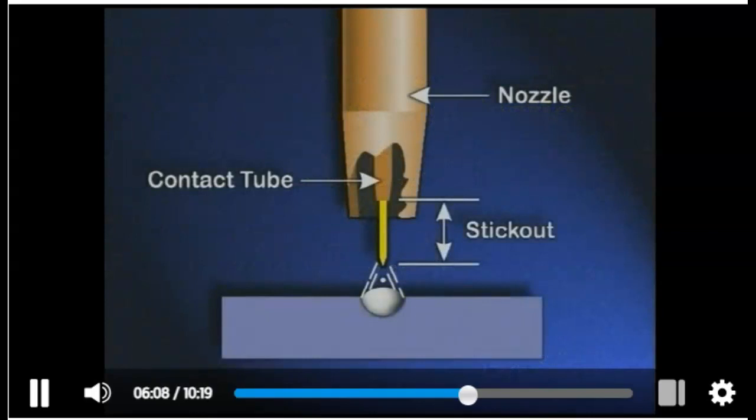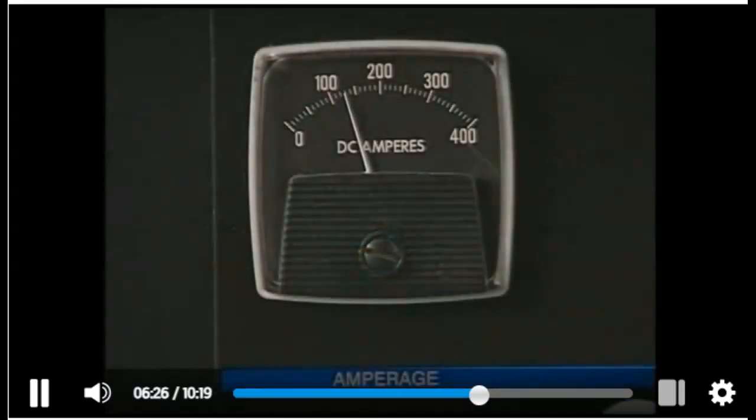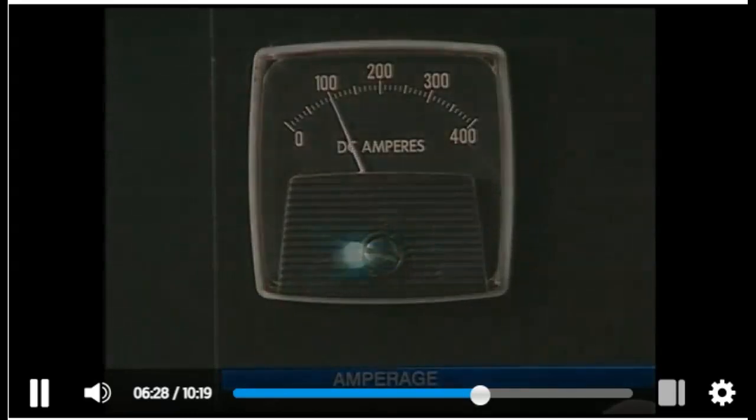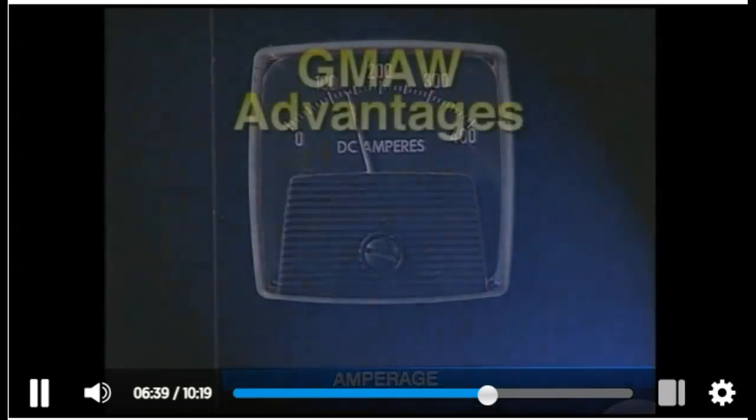Electrode extension, or stick-out, is the length of unmelted electrode extending beyond the contact tube. Maintaining the proper stick-out is critical to producing a quality weld because stick-out affects amperage. By lengthening the stick-out, you decrease the amps slightly. And by shortening the stick-out, you increase the amps slightly. This gives you the opportunity to make fine adjustments to the amperage as you're welding.